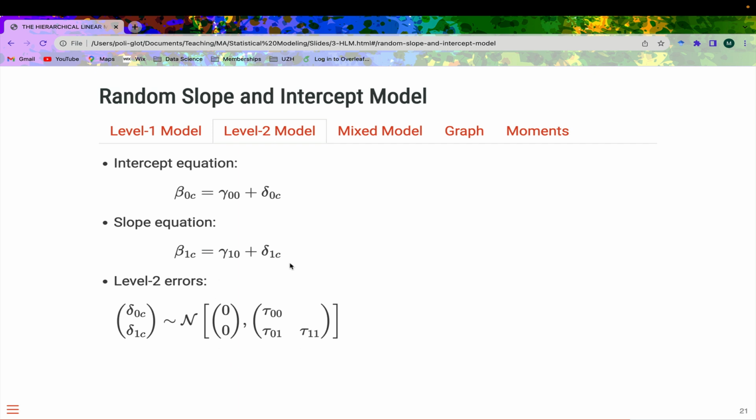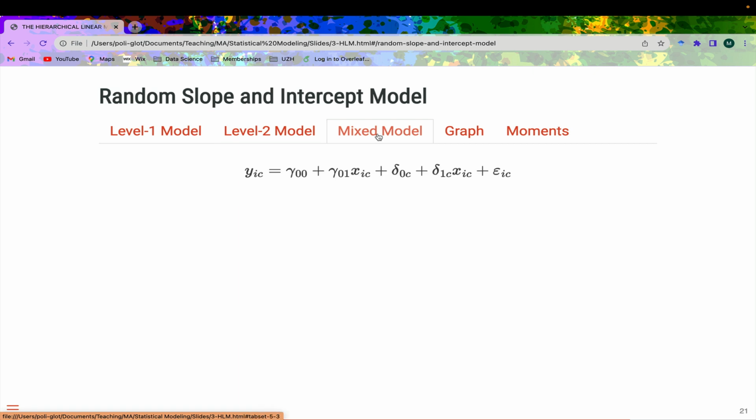Now, we can again substitute these level 2 equations into the level 1 model to create what we know to be a mixed model. And that's now going to look like this. Y_ic equals gamma 0 plus gamma 10 X_ic plus delta 0c plus delta 1c times X_ic plus epsilon_ic. The last three terms here are all error terms, and the first two terms are the fixed effects.